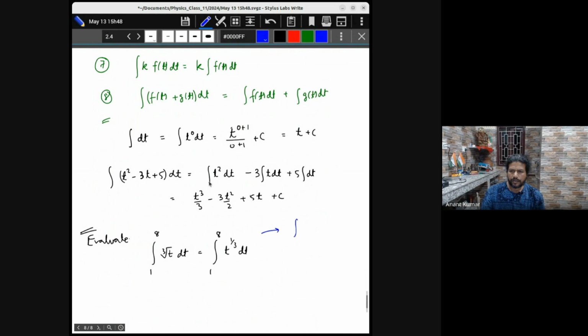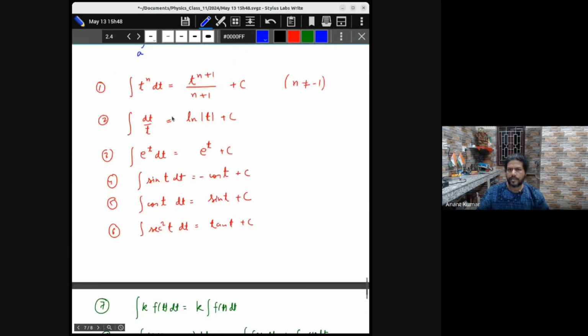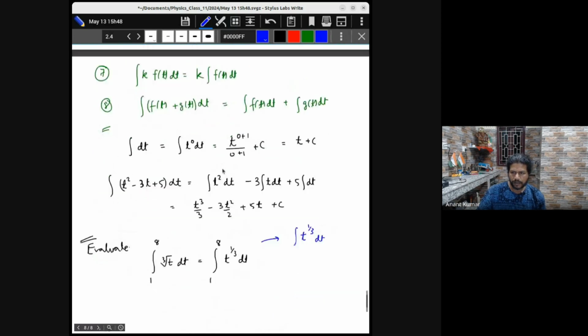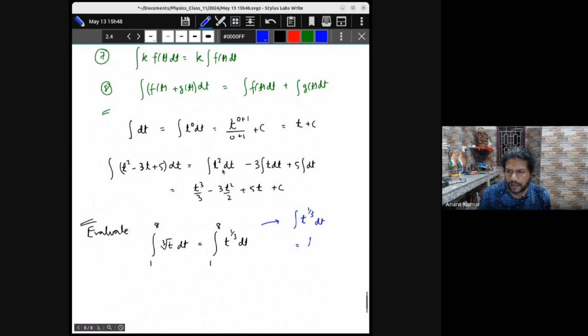You can first work out the indefinite integral of t raised power 1 by 3 dt. In this case, we're going to utilize the formula for the integral of t raised power n dt. So that will be t raised power 1 by 3 plus 1 upon 1 by 3 plus 1, plus a constant. That makes it 3 by 4 into t raised power 4 by 3 plus a constant. Yeah, this is what we have.